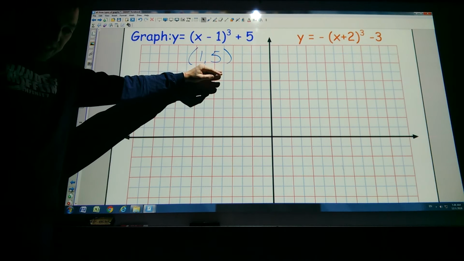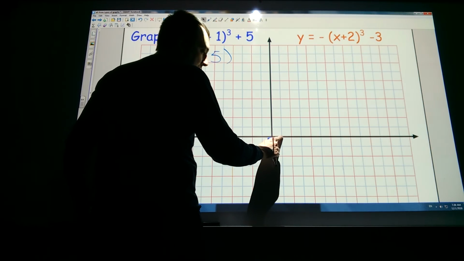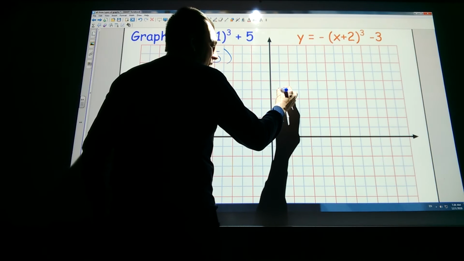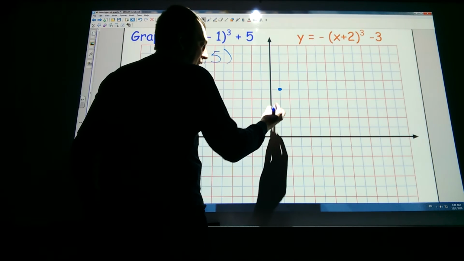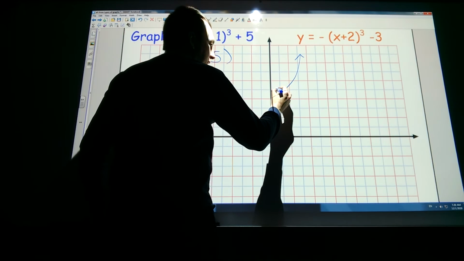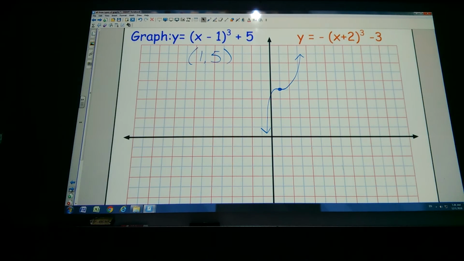Now, it's not a vertex. It's not really a starting point. But this is what the shape looks like. +1, 1, 2, 3, 4, 5. It's kind of in the middle. It goes up to the right and down to the left. So it kind of looks like this.